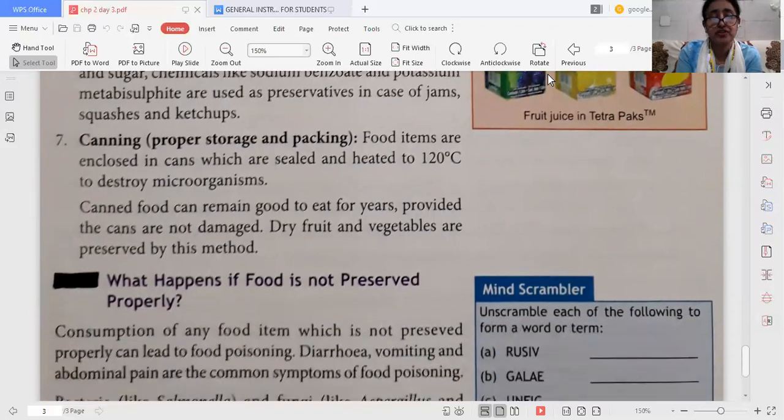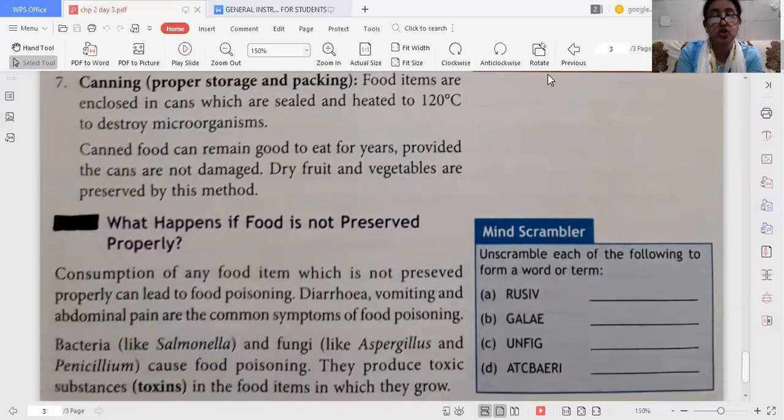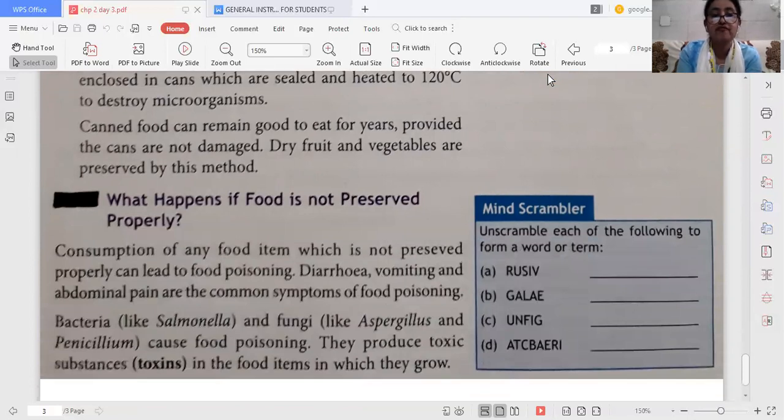Now, one question is there: what happens if food is not preserved? Very simple. If we do not preserve food, then simply, it will spoil. And if anybody eats the spoiled food, he or she will suffer from food poisoning. Consumption of any food item which is not preserved properly can lead to food poisoning. Diarrhea, vomiting, abdominal pain are the common symptoms of food poisoning.